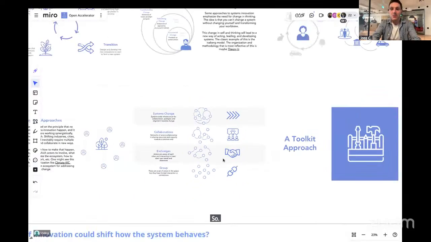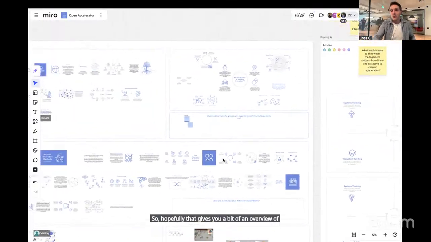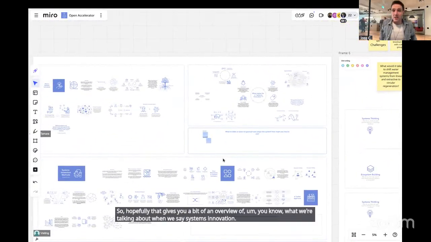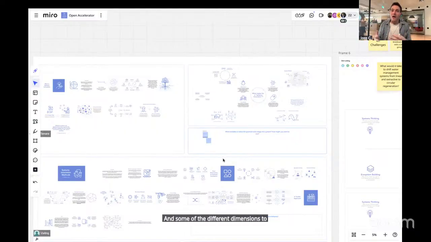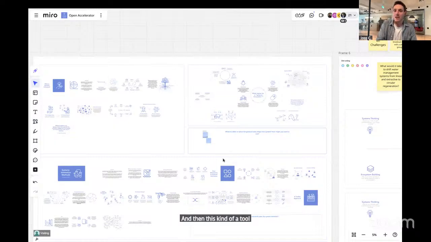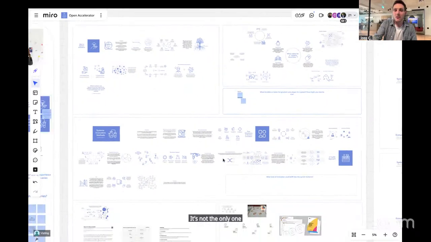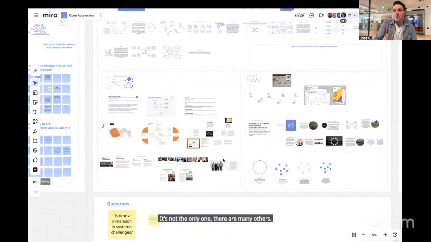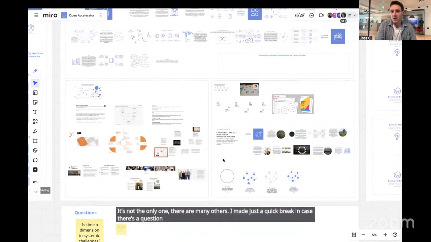So hopefully that gives you a bit of an overview of what we're talking about when we say systems innovation and some of the different dimensions to it, why it is like this, based upon those foundational things I started off with, about trying to work with complex systems and how they're different, needing a more holistic kind of innovation. And then this toolkit or set of models and methods to approach that. It's not the only one. There are many others. I might just take a quick break in case there's a question before I show you how organizations approach this and different methods there.